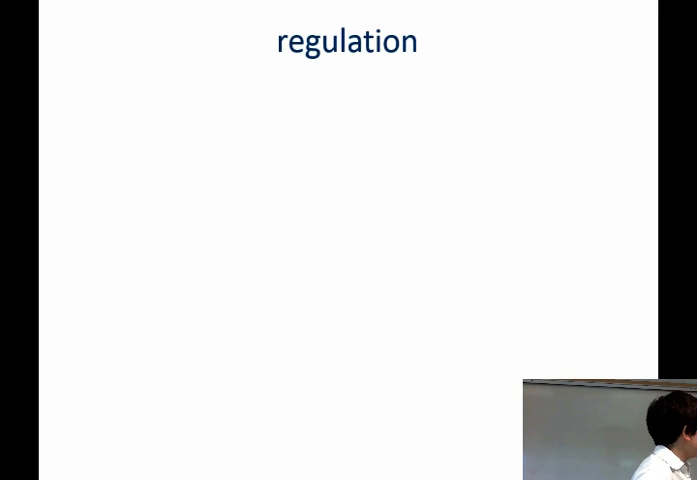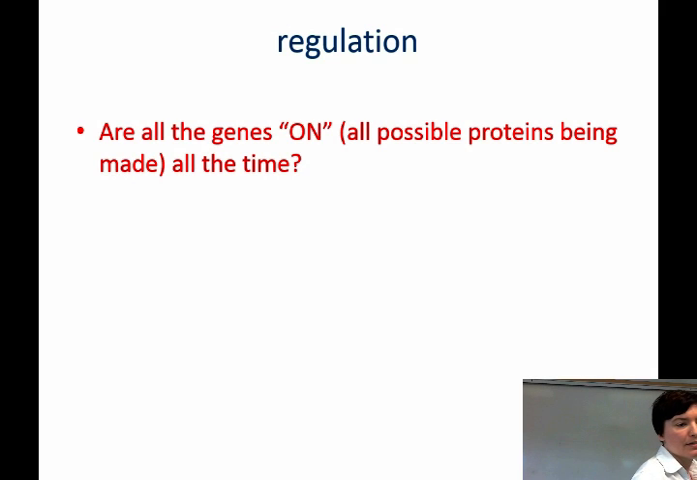Okay, so now we have to talk about regulation. And we're not going to cover this exhaustively, but let's ask this question again. Are all the genes in a particular organism all on, which means are they all being made into protein all the time? No, because that's wasteful and we don't need them all. We may have made a ton of this enzyme and there's plenty of it. We don't need to make more right now.